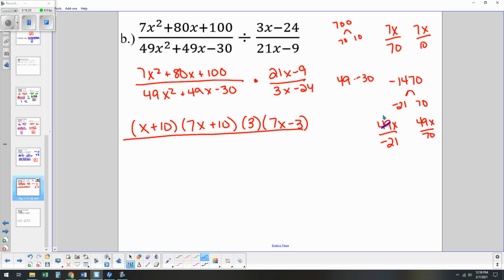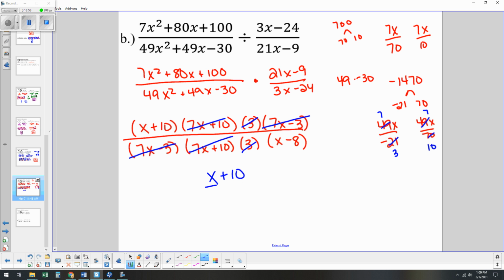So this divides by 7. This also divides by 7. So this is going to be 7x minus 3. This is going to be 7x plus 10. There's a GCF of 3 in this problem, and I'm left with x minus 8. All right, so we have a 7x minus 3 to cancel, we have a 7x plus 10 to cancel, and we have a 3 to cancel. So my final answer for this one is x plus 10 over x minus 8.